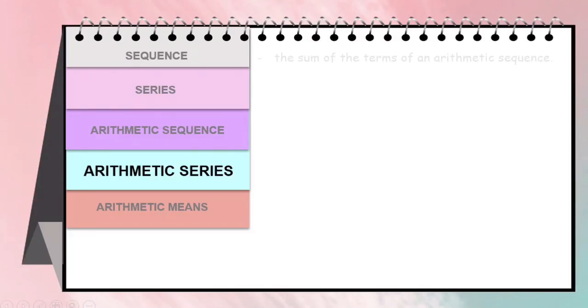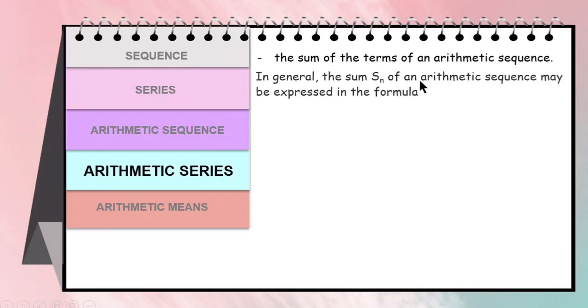Arithmetic series is the sum of the terms of an arithmetic sequence. In general, the sum, denoted by S sub n, of an arithmetic sequence may be expressed in the formula S sub n equals n times a sub 1 plus a sub n over 2. This formula is used when the number of terms, the first term and the last term are given.